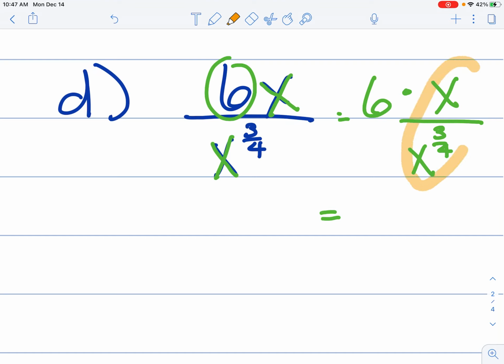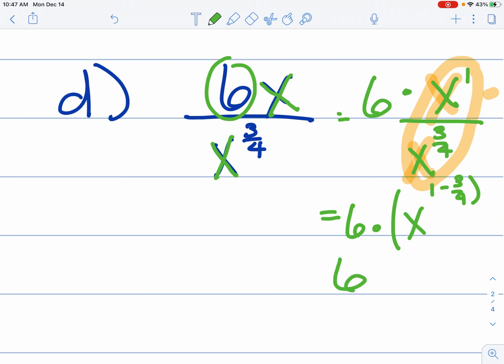Remember that as long as they have the same base, which is x, I can subtract their exponents. So this x is really x to the 1. So we've got 6 times x to the 1 over x to the 3/4, which is the same as saying x to the 1 minus 3/4 in the exponent. So this is really 6 times x to the 1/4 power.